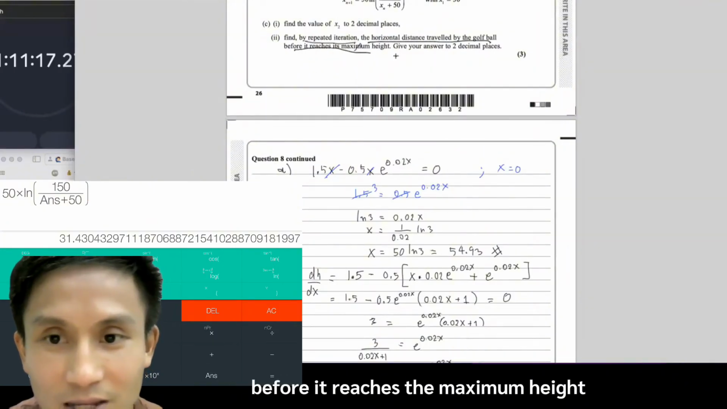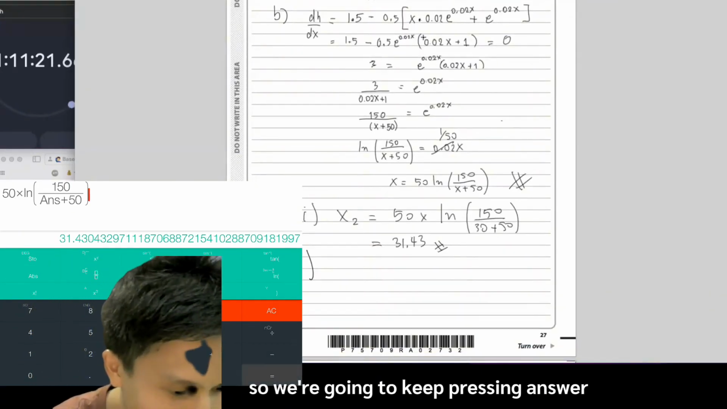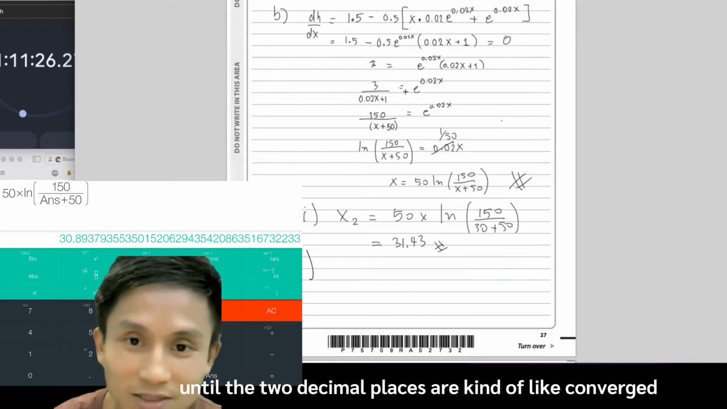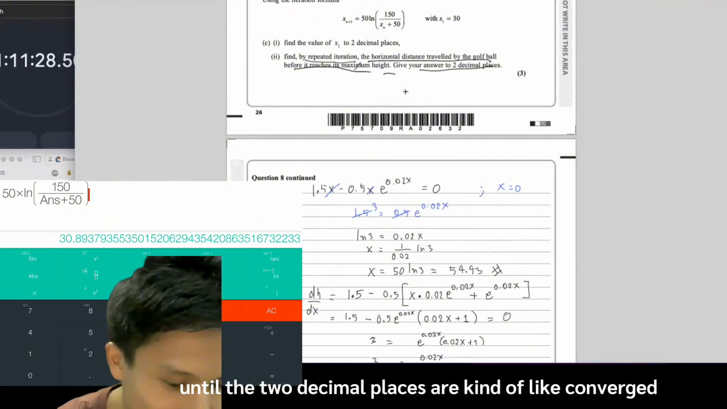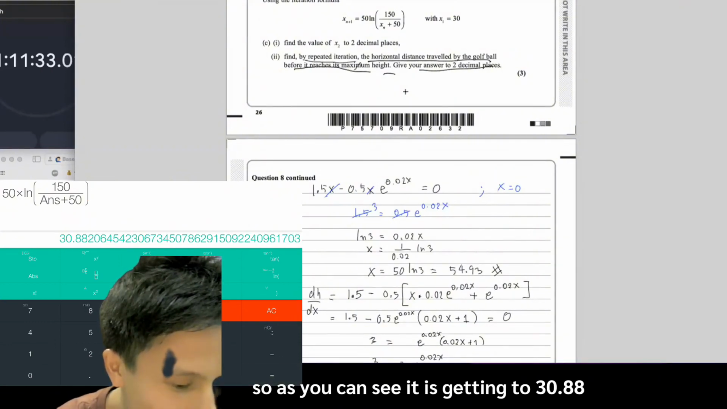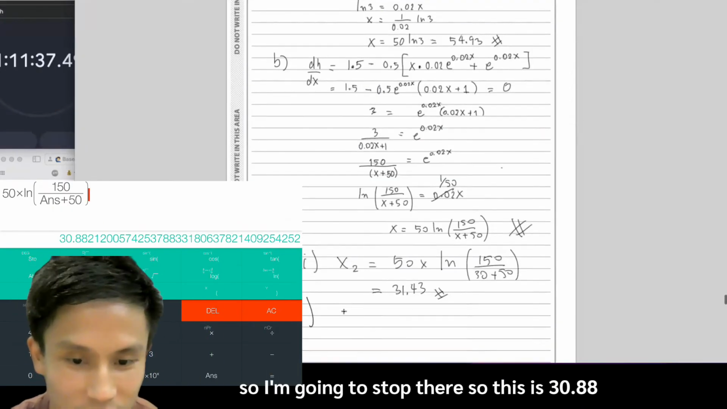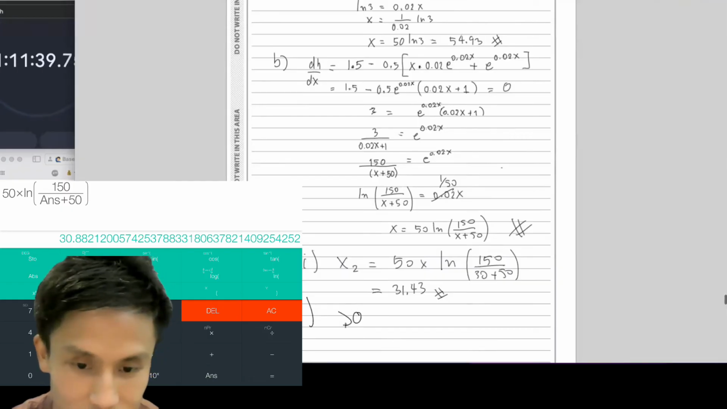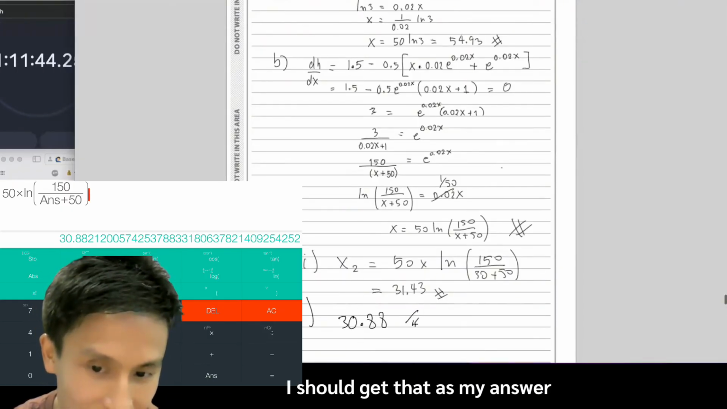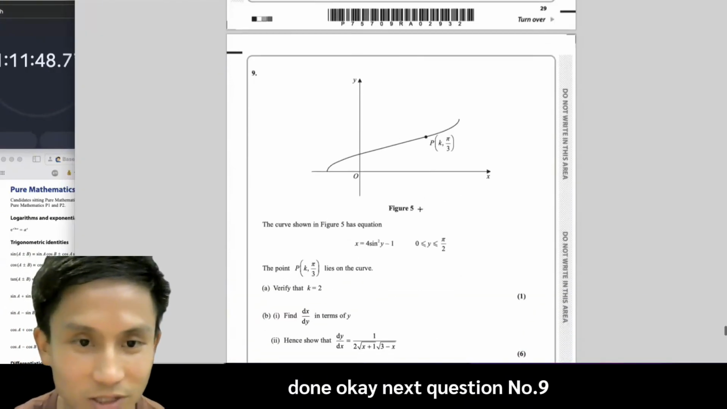And then we're going to repeat the iteration until we find the horizontal distance traveled by the golf ball before it reaches the maximum height. So we're going to keep pressing answer until the 2 decimal places have converged. Converged means it doesn't move at all. So as you can see, it is getting to 30.88. So I'm going to stop there. My repeated iteration says that I should get that as my answer. Done. Okay, next question, number 9.